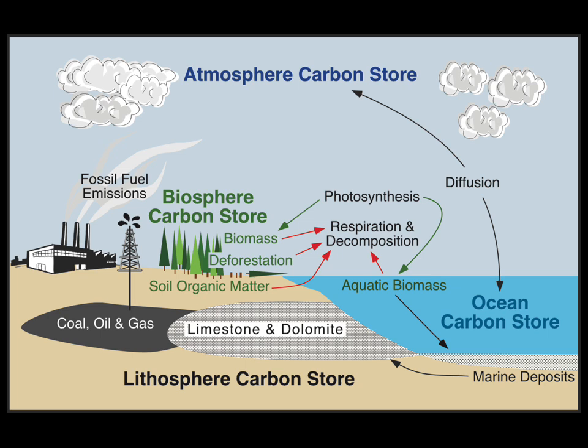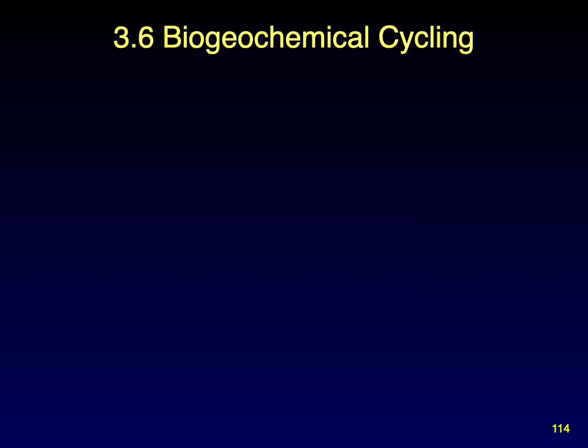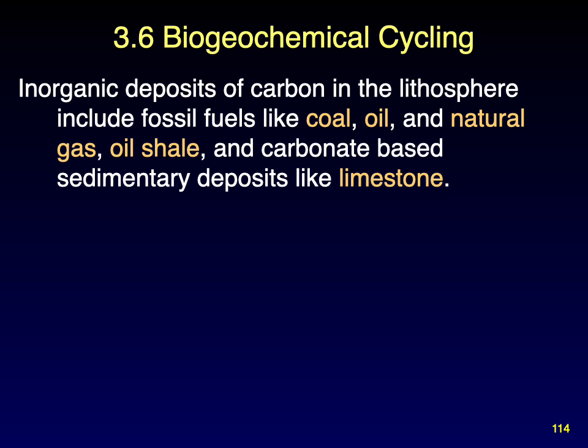So inorganic would be coal, oil, gas, limestone, and dolomite. Organic would be soil, organic matter in the top layers of soil. So as I mentioned, inorganic deposits of carbon, we're talking about coal, oil, natural gas, oil shale, and then sedimentary deposits like limestone and dolomite and chalk.